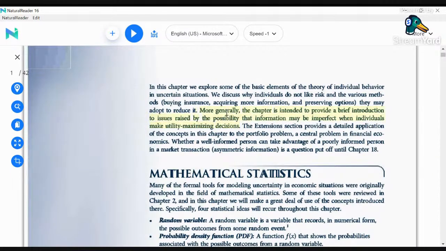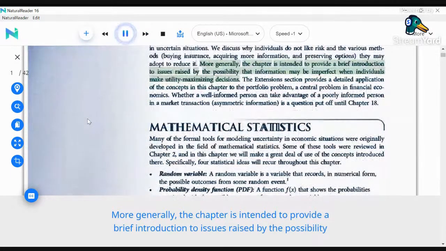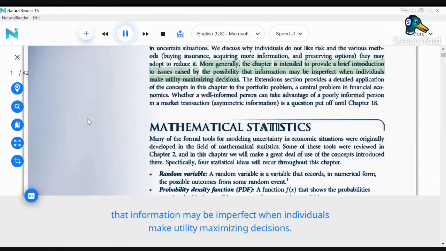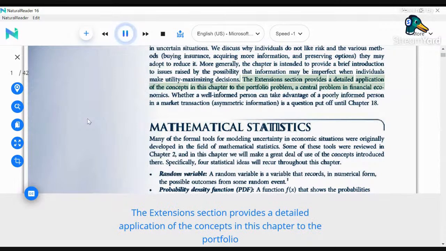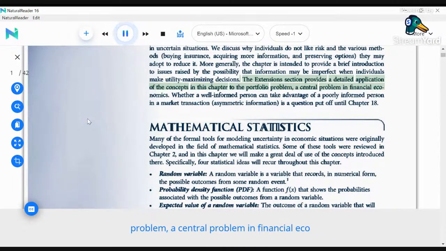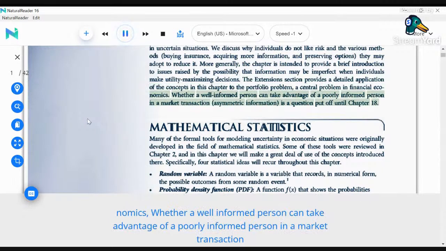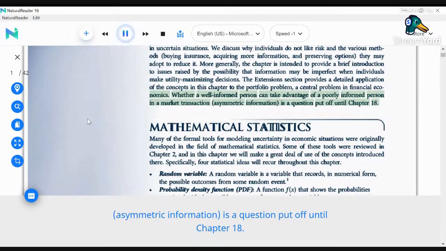Nah, mau kita baca lagi. More generally, the chapter is intended to provide a brief introduction to issues raised by the possibility that information may be imperfect when individuals make utility-maximizing decisions. The extensions section provides a detailed application of the concepts in this chapter to the portfolio problem, a central problem in financial economics. Whether a well-informed person can take advantage of a poorly informed person in a market transaction, asymmetric information, is a question put off until Chapter 18.